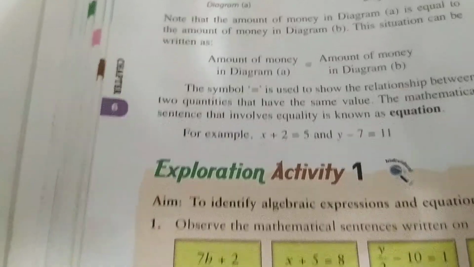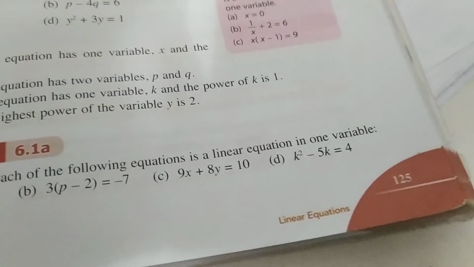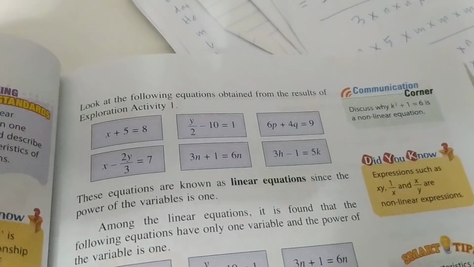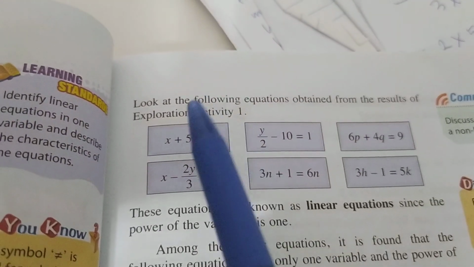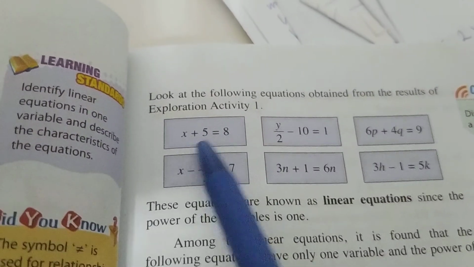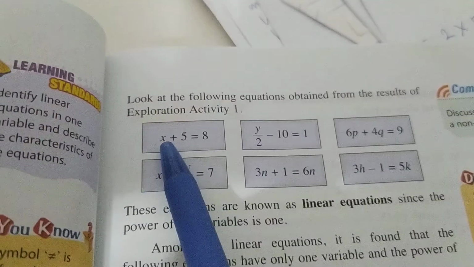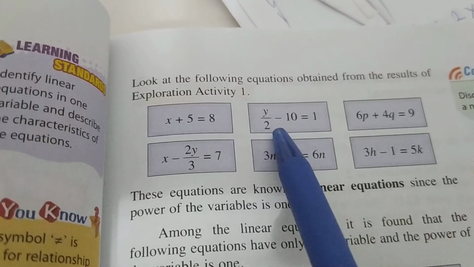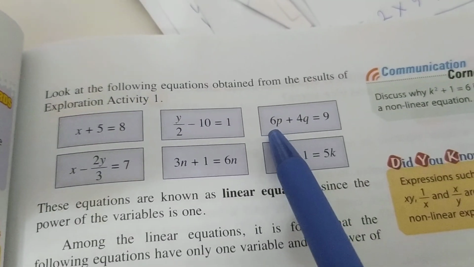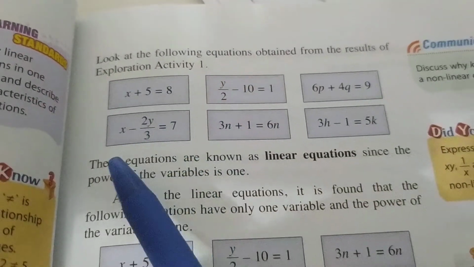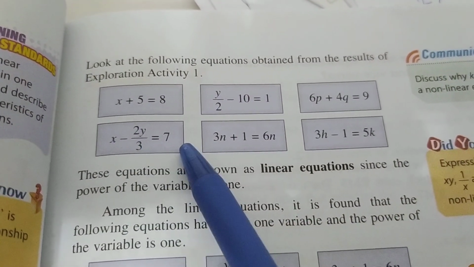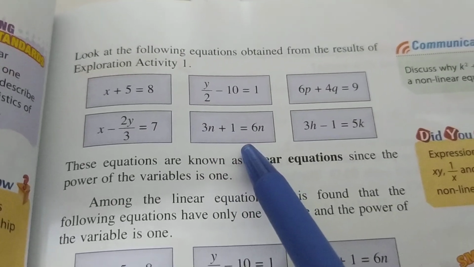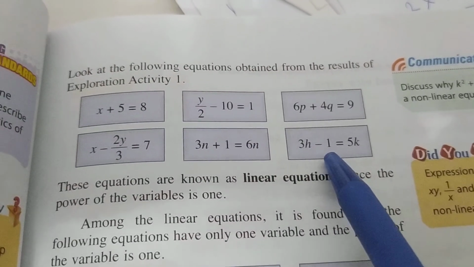All right, class. Now please look at page 135 of your mathematics textbook. We have 1, 2, 3, 4, 5, 6 equations. The first equation is x plus 5 equal to 8. Second, y divided by 2 minus 10 equal to 1. Then 6p plus 4q equal to 9. x minus 2y divided by 3 equal to 7. 3n plus 1 equal to 6n. And 3h minus 1 equal to 5k.